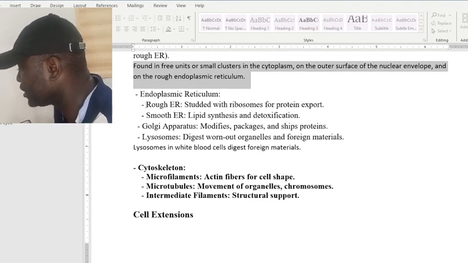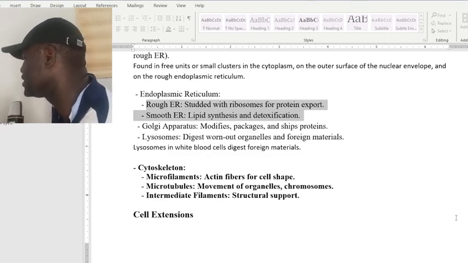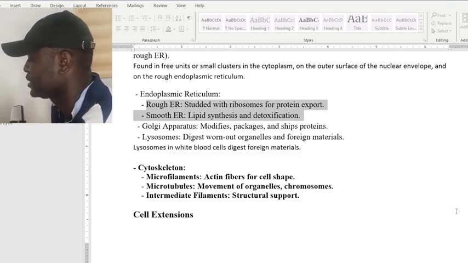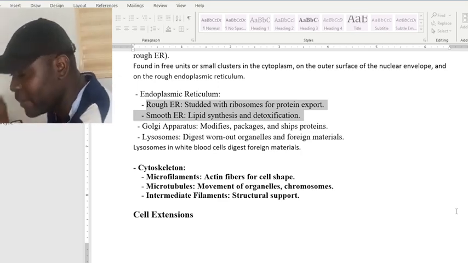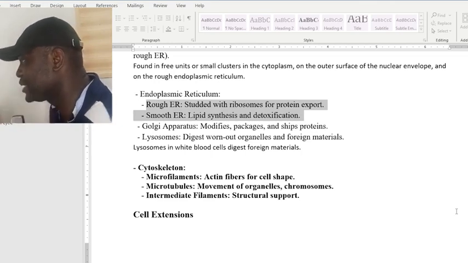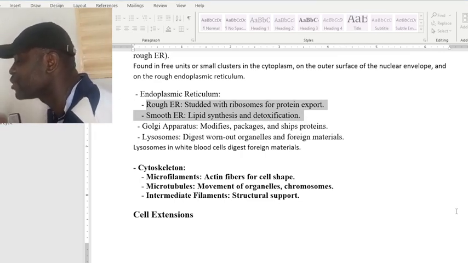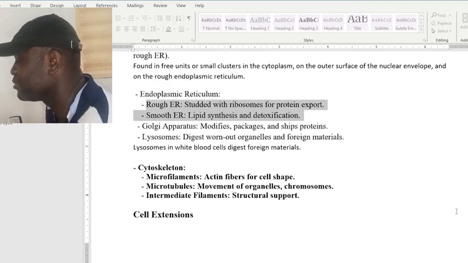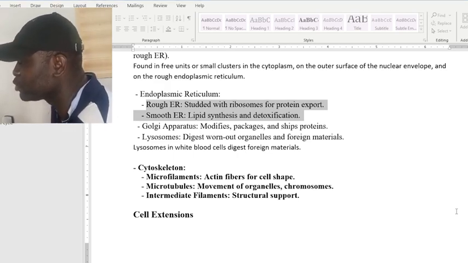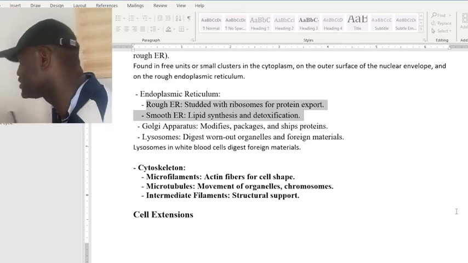Endoplasmic reticulum, let's talk about it. There are two types of endoplasmic reticulum. We have the rough endoplasmic reticulum. The rough is rough because there are ribosomes around it, and these ribosomes produce protein for export out of the cell. Any protein that will be exported out of the cell will be produced by ribosomes on the rough endoplasmic reticulum, while any protein that will be used inside the cell will be produced by free ribosomes. They are not attached to anything.